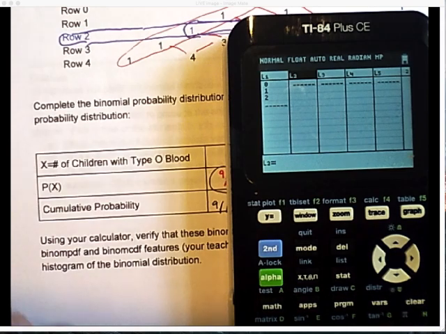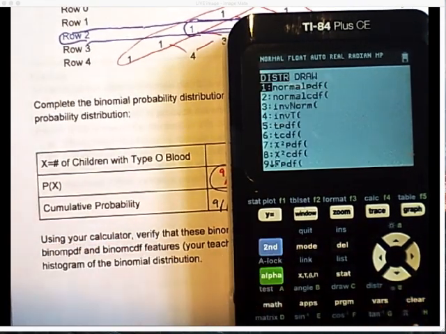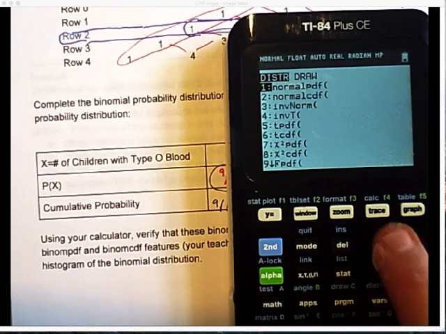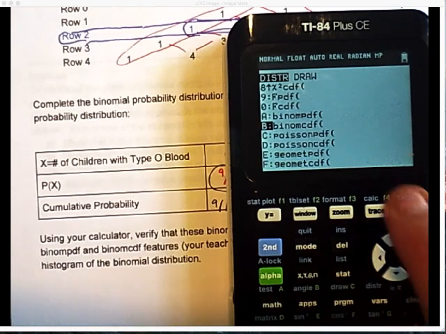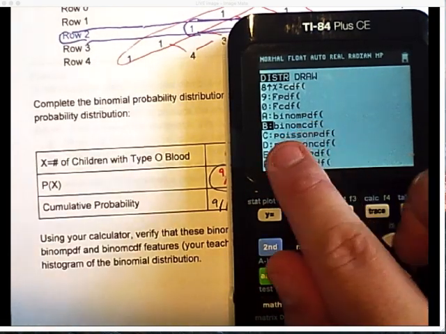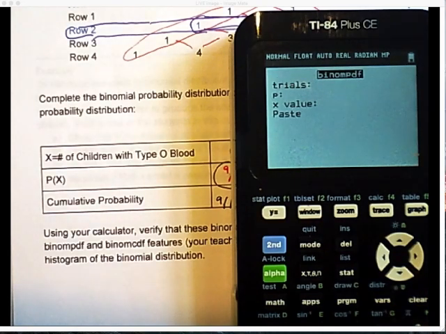All right. Actually, before we do that, if I go under my distribution menu and I scroll down till I get to letters A and B, binom PDF, binom CDF. Let's start with binom PDF. So if I click that, it's saying how many trials do I have? I have 2 trials, 2 kids.